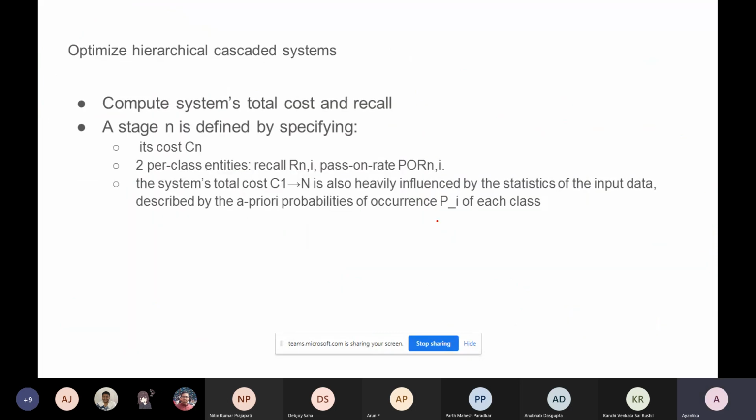The same thing applies here: whenever we are trying to optimize our hierarchical cascaded framework, our system, we are trying to compute our total cost and the recall. Total cost means cost here. What is the cost in terms of what? Can anyone tell me? Anybody?